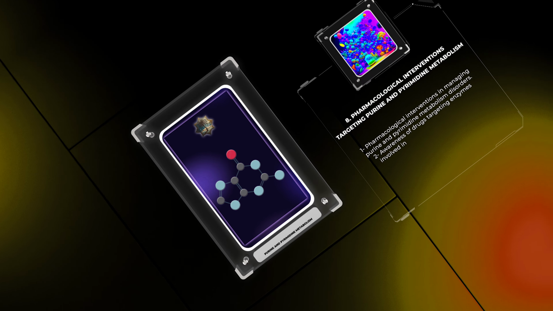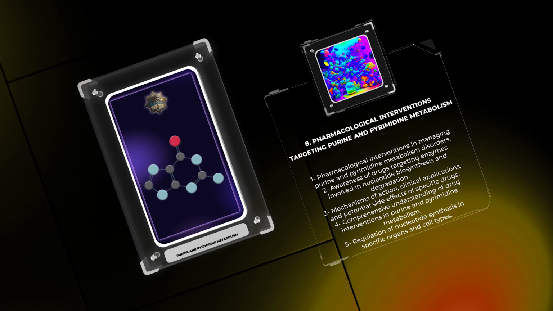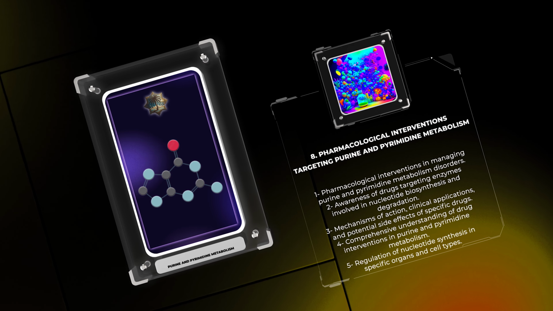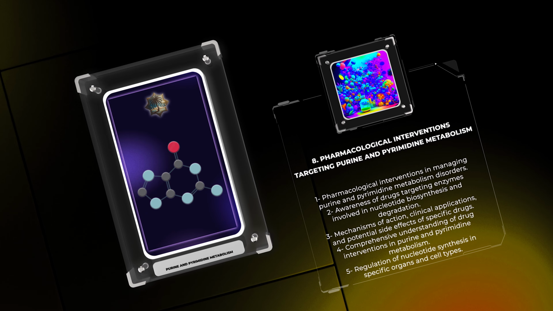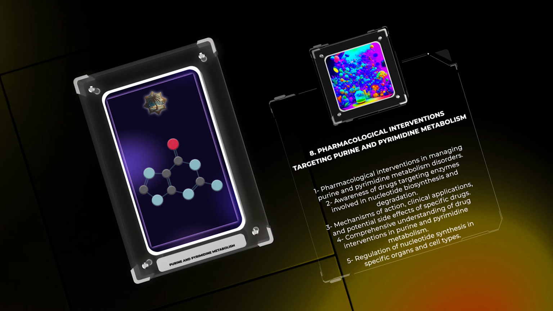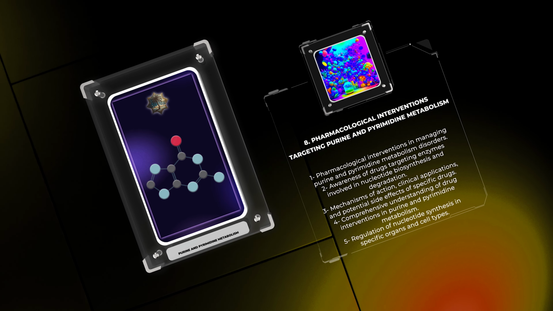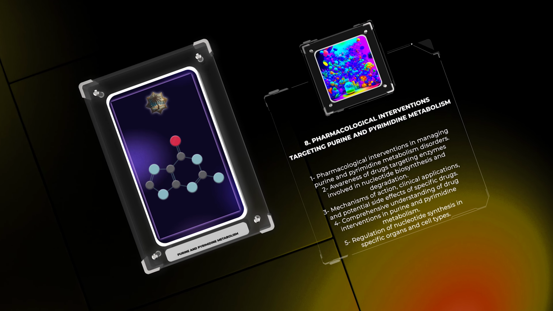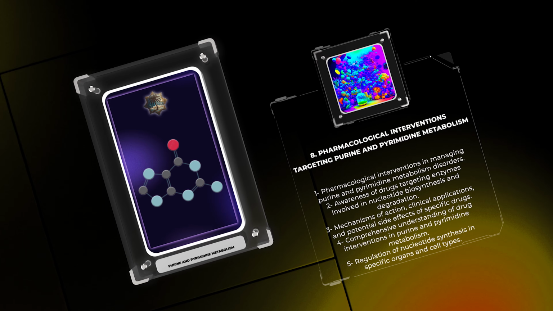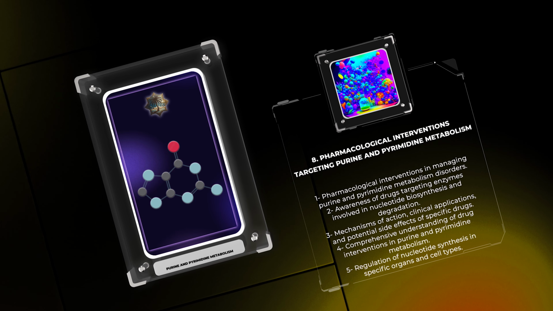Pharmacological interventions play a crucial role in managing disorders arising from imbalances in purine and pyrimidine metabolism. It is essential for us, as medical professionals, to be aware of the pharmacological agents used to modulate these pathways and their potential therapeutic benefits. In this section, we will explore specific drugs targeting enzymes involved in nucleotide biosynthesis and degradation. We will discuss their mechanisms of action, clinical applications, and potential side effects, providing you with a comprehensive understanding of drug interventions within purine and pyrimidine metabolism.